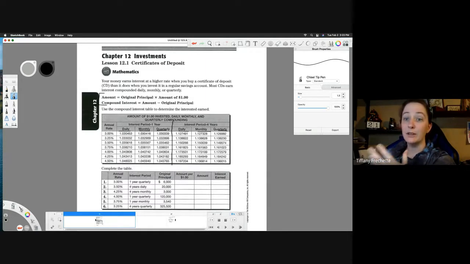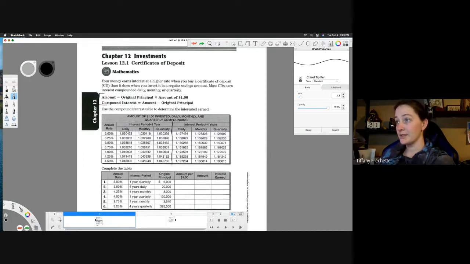And what the daily, monthly, quarterly mean, again, we're going back to that compounded amount. So this table gives you these amounts, what to multiply by. That's what this means, amount of dollar, or $1. So for every dollar you invest, this is what you're going to multiply by. This is how much interest you make. So that's what that means.